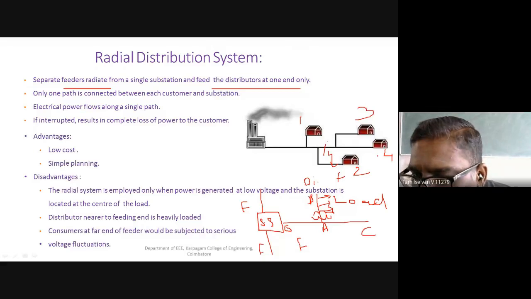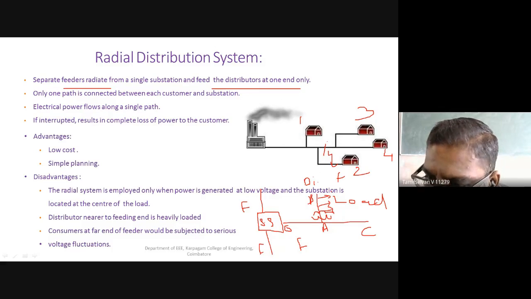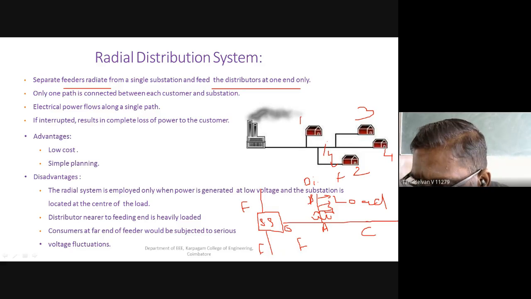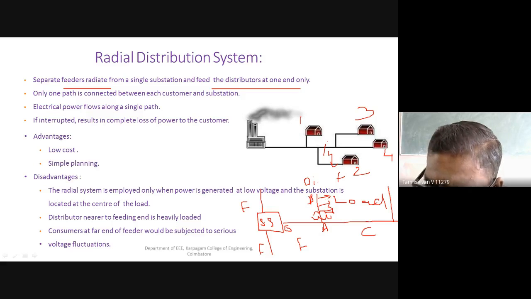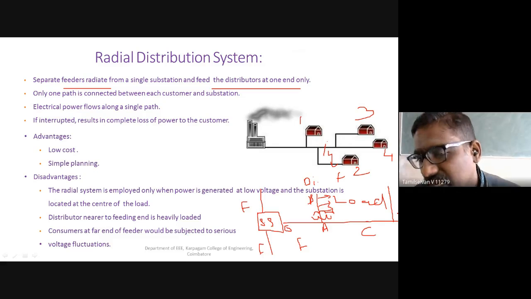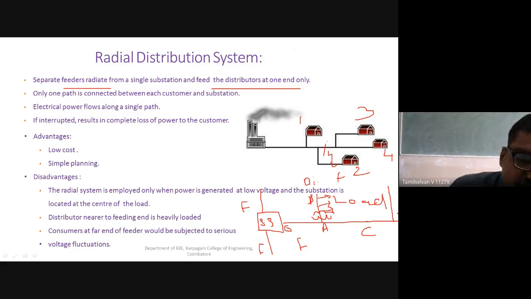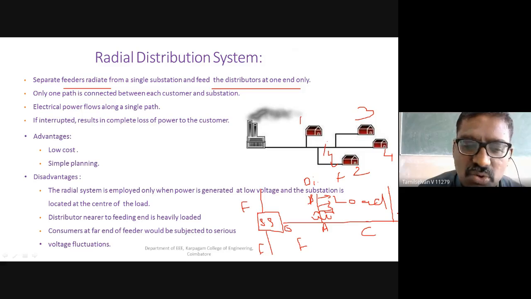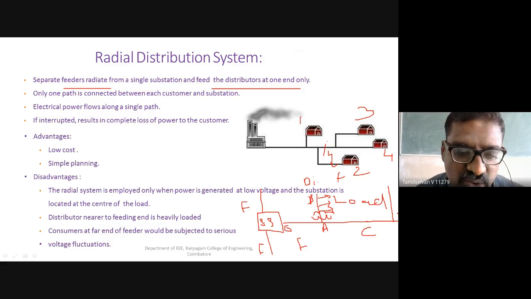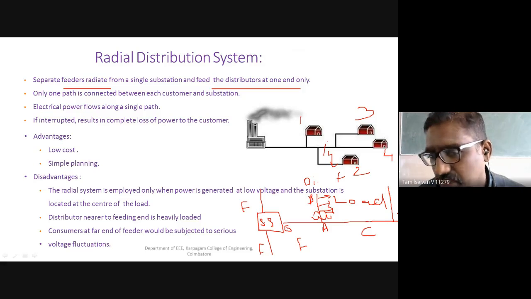Suppose here I am taking one feeder, and from this feeder I am taking one distributor. After the third or fifth main I am taking another distributor. Where more loads are connected, the drop in voltage will be more, so the voltage will be lesser. The distributor near the feeder will be heavily loaded, and farther away it will be lightly loaded or subjected to serious voltage fluctuations and voltage drop.